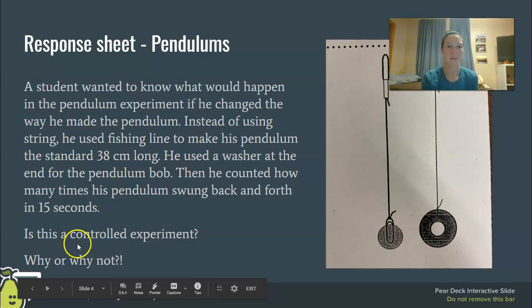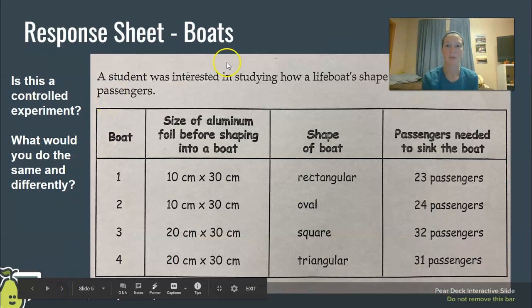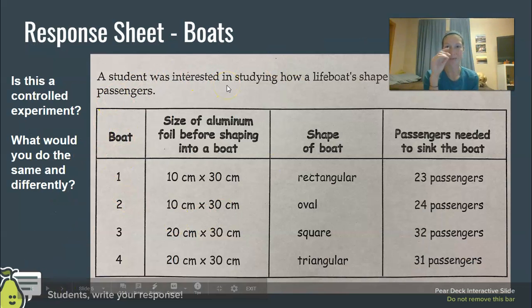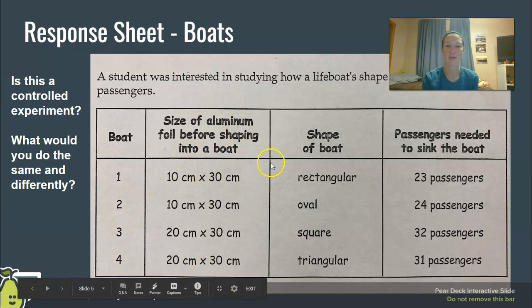Your next one was about boats. Remember here, the student was wondering how the shape affects its ability to carry passengers. So she made 4 different boats. Here's the size of the aluminum foil before making it into a boat.